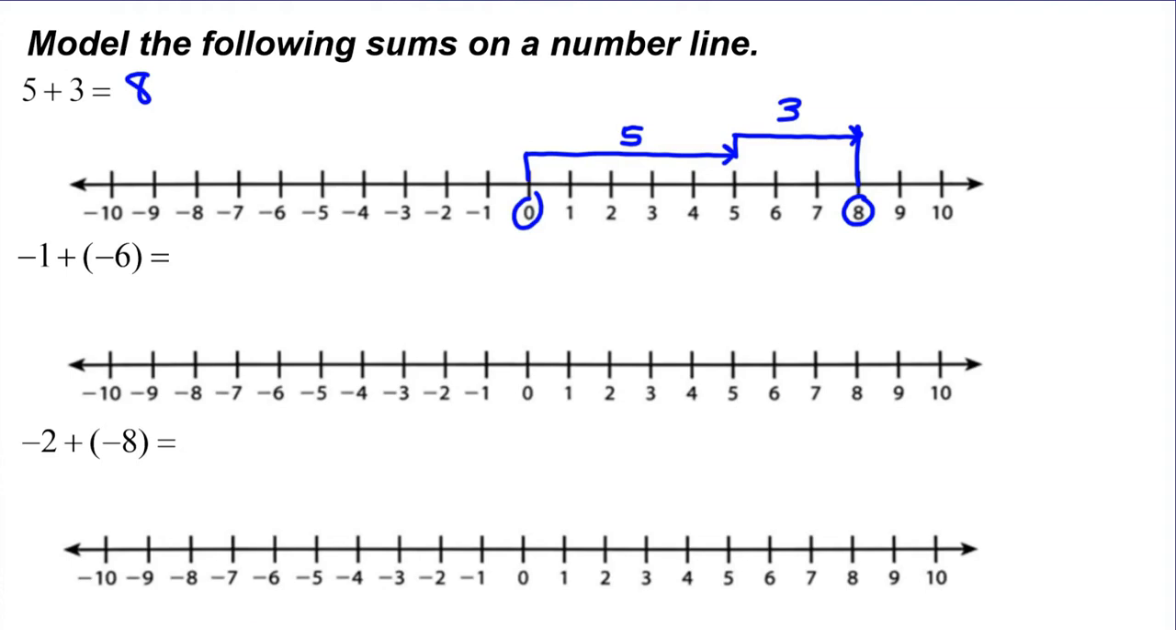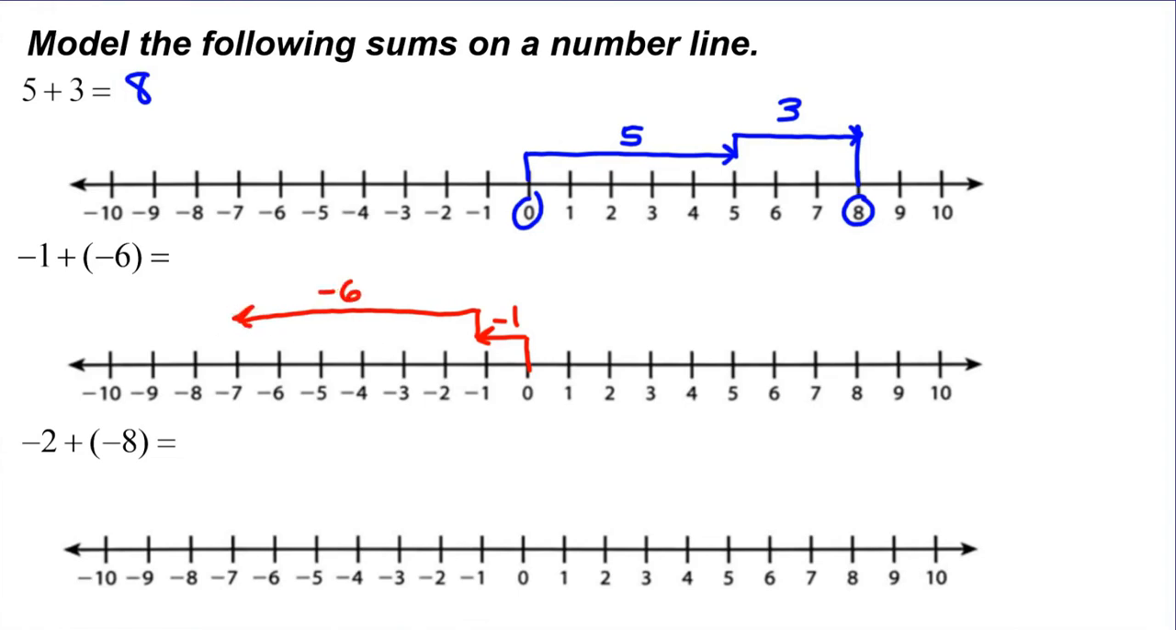Duh. Now the next ones, we've got negative numbers involved, so let's try to keep it just as simple as we did with the positives. So if I start at 0 and I move 1 in the negative direction, that's negative 1, and then I'm going to add 6 more negatives to that. So I'm going to move 6 more in the negative direction.